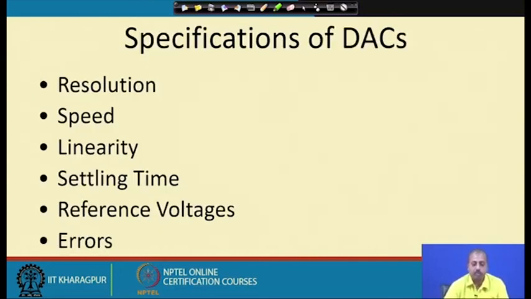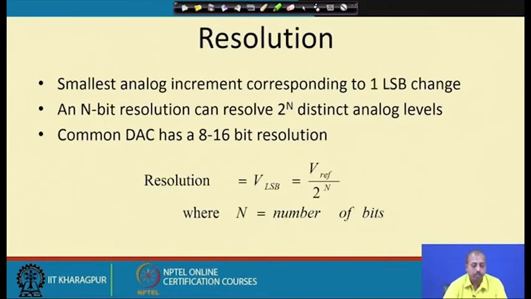When you are talking about the specification of a DAC, there are several DACs that may be available in the market. If you are looking for a particular type of DAC, what are the factors that you should consider? One is the resolution, then the speed of conversion, then how linear it is, then the settling time, reference voltage and error. So, you look into these issues.